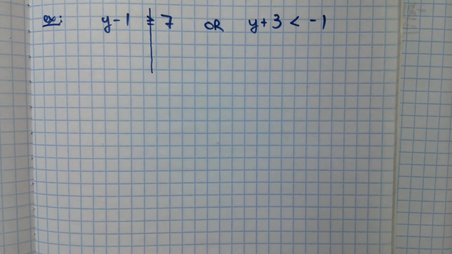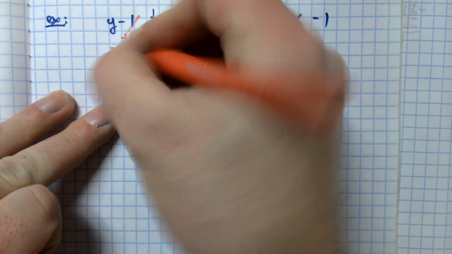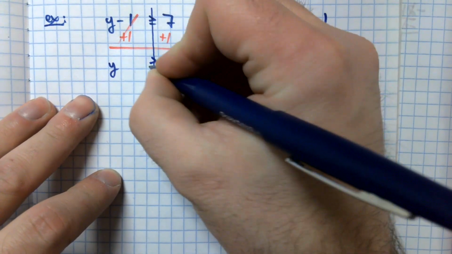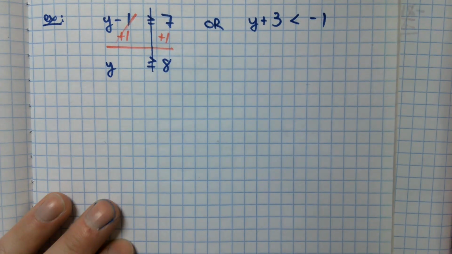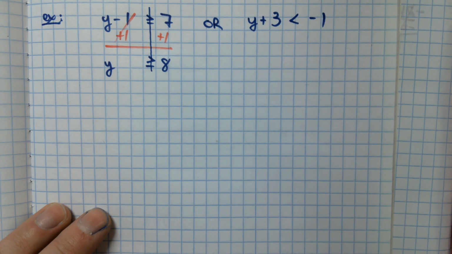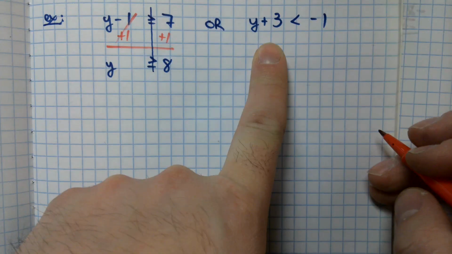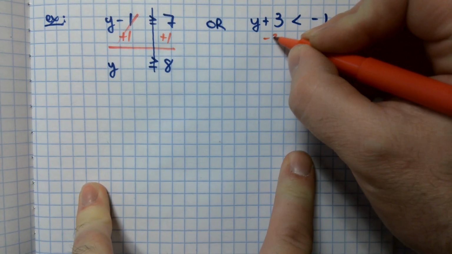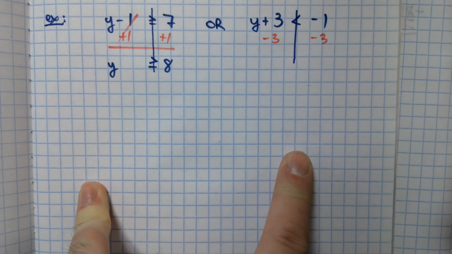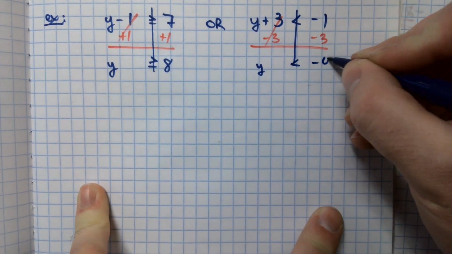What's the first thing I want to do here on this left guy? Well, what's the only thing I need to do? Plus 1. Those ones go away, and I'm left with y is greater than or equal to 8. Everybody with me on that? Yeah. Plus 1, I get 8. What do I need to do on this other inequality? Draw the line and subtract 3. What is negative 1 minus 3? Negative 4. So y is less than negative 4.